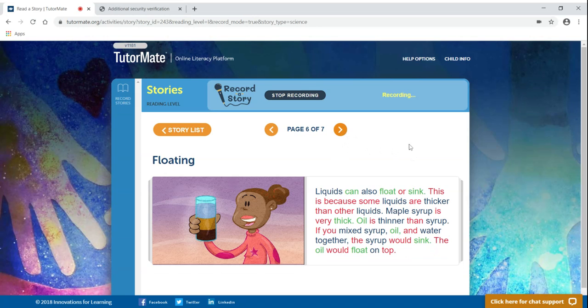Liquids can also float or sink. This is because some liquids are thicker than other liquids. Maple syrup is very thick. Oil is thinner than syrup. If you mix syrup, oil, and water together, the syrup would sink. The oil would float on top.